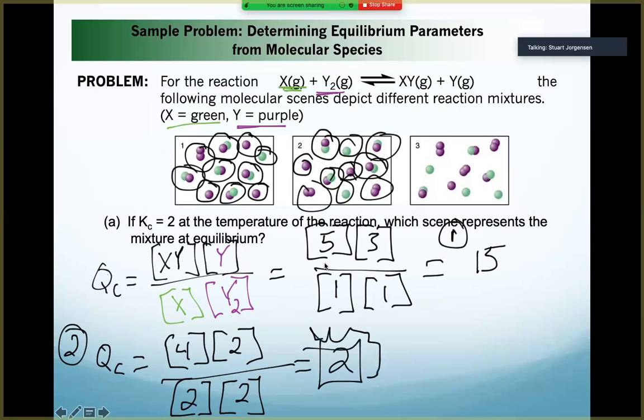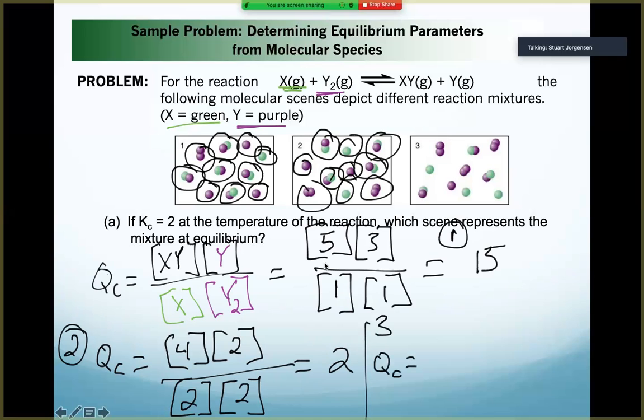Looks like reaction 2 is at equilibrium, where our QC equals KC. We're at equilibrium for box number 2. Cool. Let's take a look at 3 real quick. I'm going to try to squeeze it on in here for our QC.